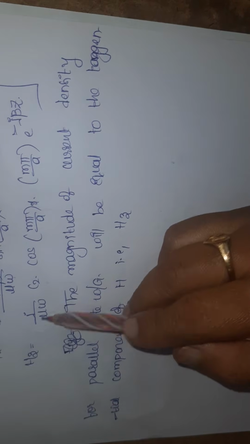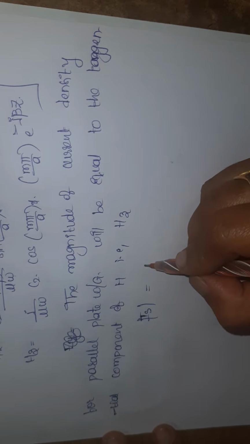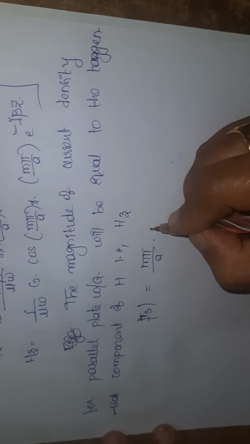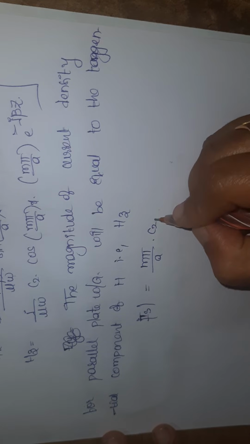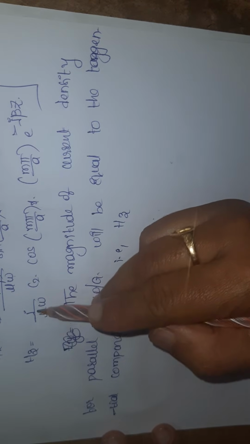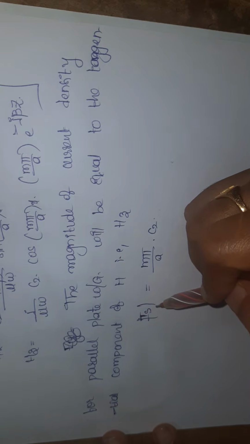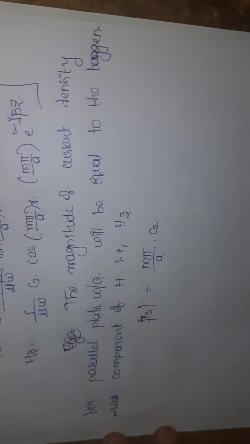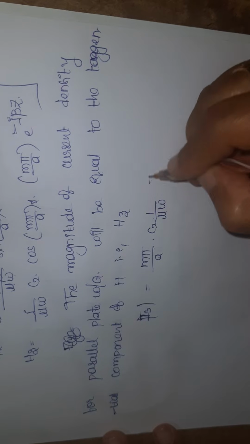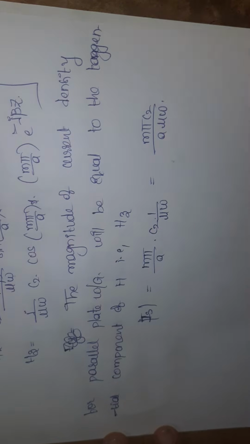So in this equation, what is the magnitude? Magnitude of current density is equal to m pi by a into C2 into 1 by mu omega. We won't consider the imaginary terms because we are calculating the magnitude. So that is simply m pi C2 by a mu omega.